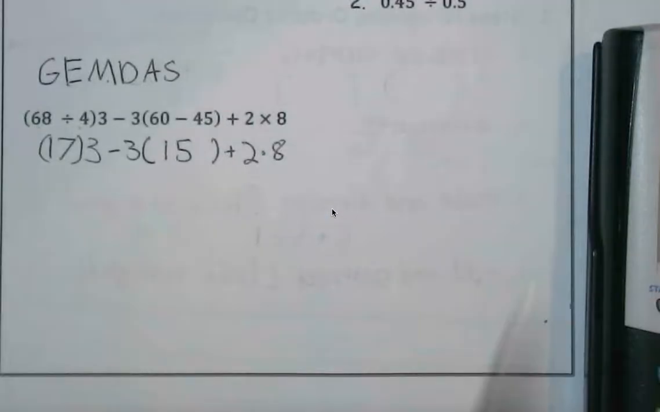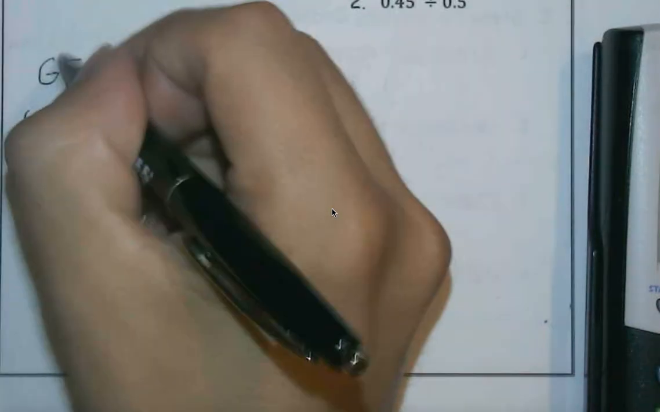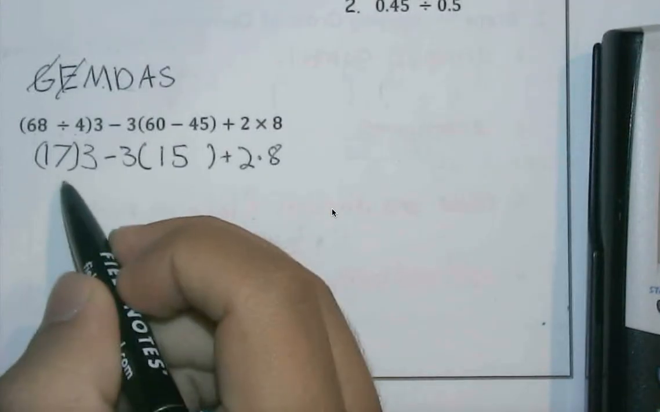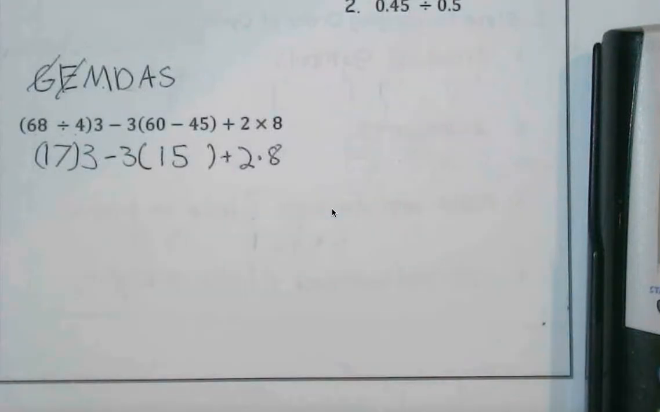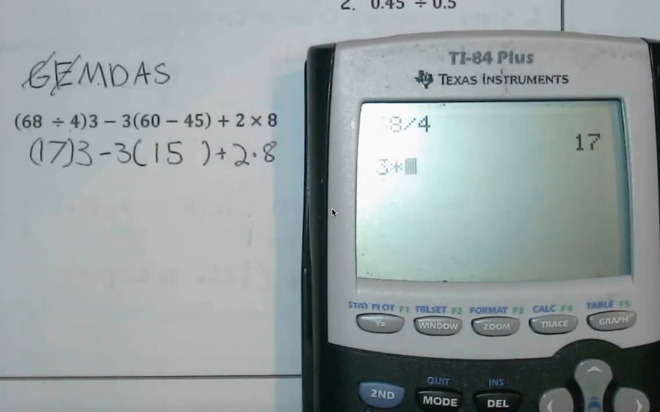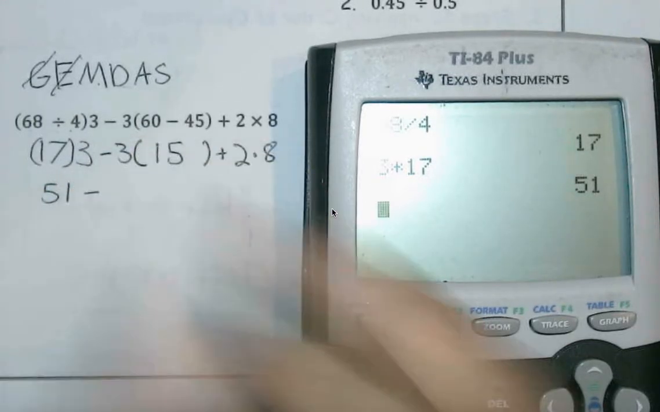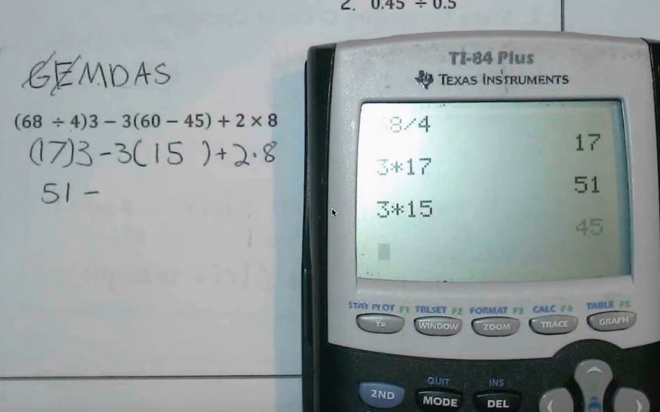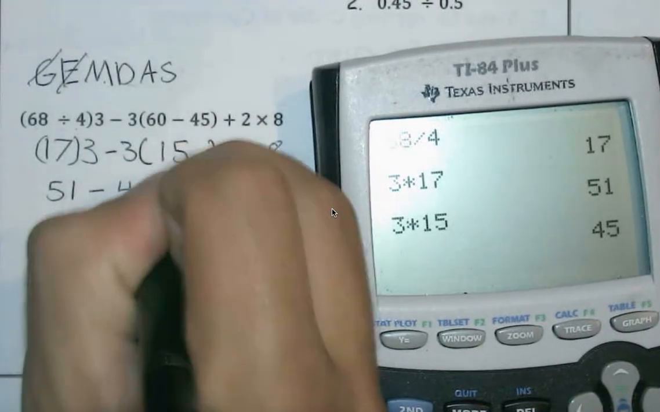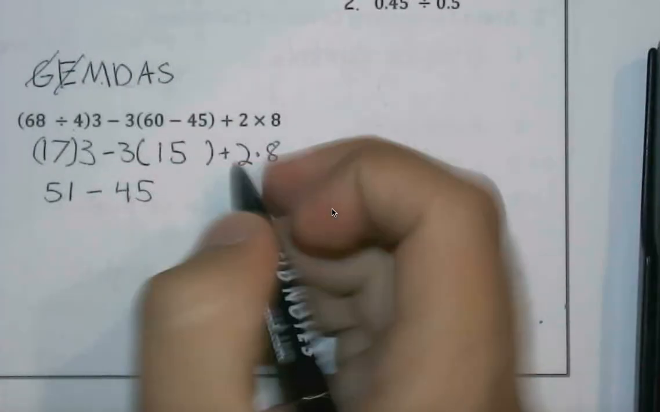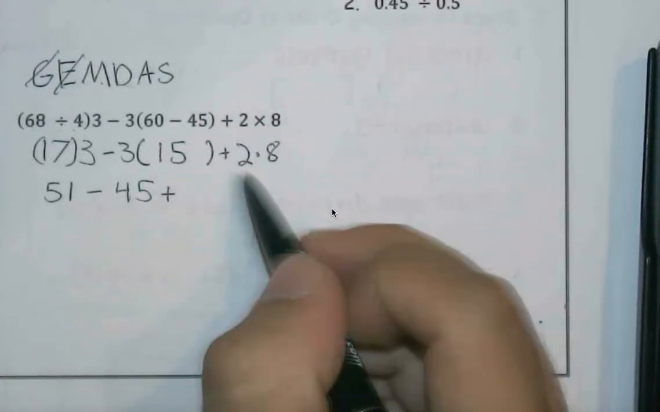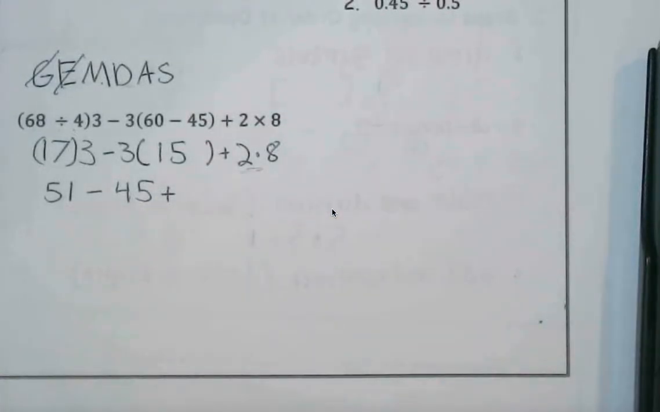Is there anything else that we need to group here? No, we're good. So grouping's done. There are no exponents, so we're good there. As far as multiplication, we need to take the product of 3 and 17. So if we do that, 3 times 17, it's 51. We're then deducting the product of 3 times 15, so 45. Finally, adding on the product of 2 and 8. This is the age you can drive, so what age is this going to be? Should be saying 16.